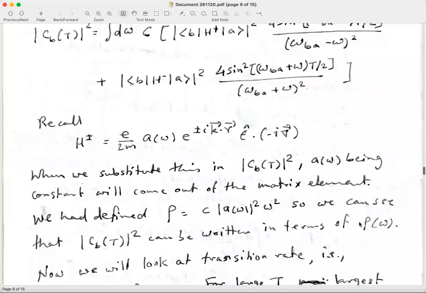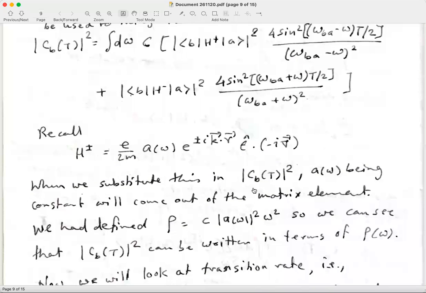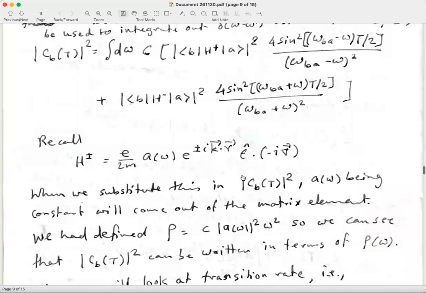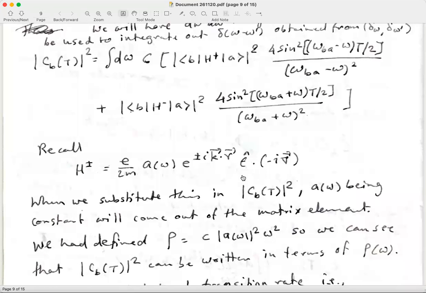Good. So when you want to substitute this inside these matrix elements, we can pull out certain terms like e by 2m and A of omega, and all of them are just going to pop out of these matrix elements because they have no role to play. And the only quantities that we are interested in are the quantities written out here. Okay. Fine.